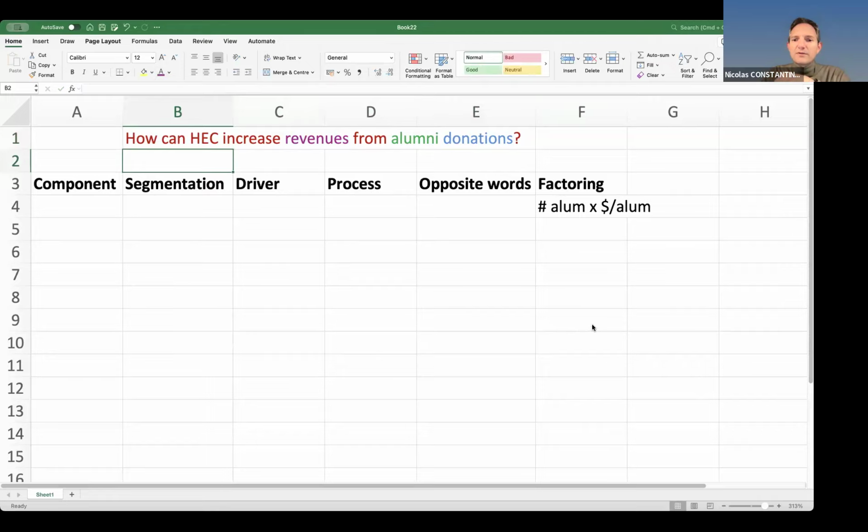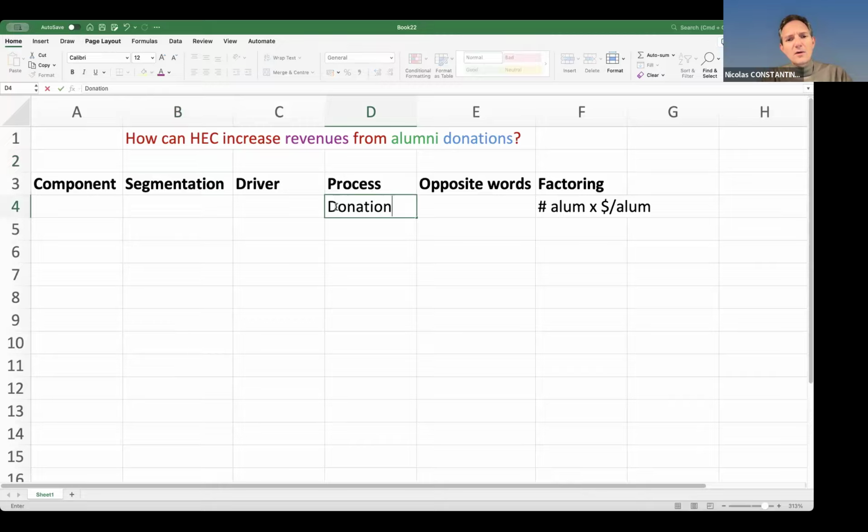Analyze the various steps of the donations process to see where we could work on. Okay, so you're thinking process thinking. Good. So we could indeed follow the steps of the donation process. Yeah, that's one way we could do it. The donation process, again, we would have to be clear about what we mean by the donation process.